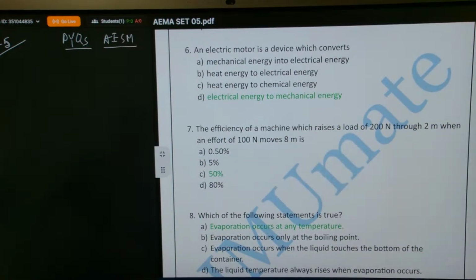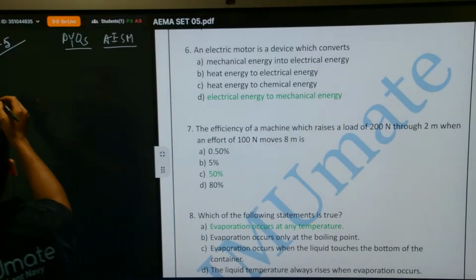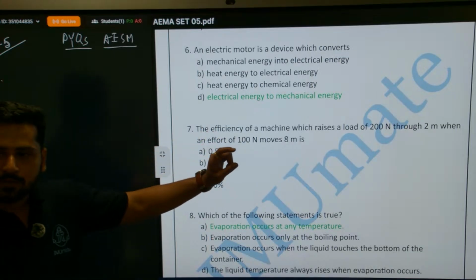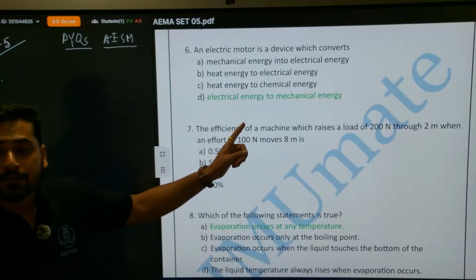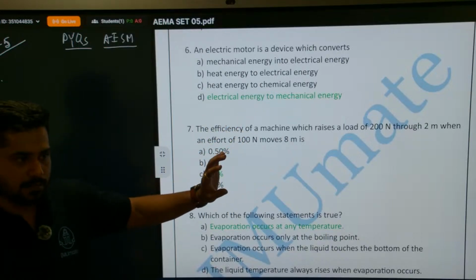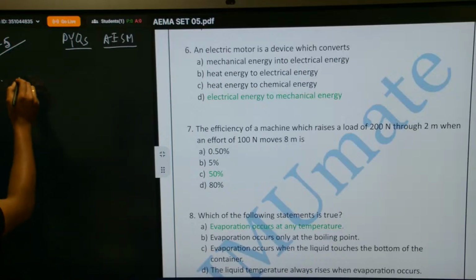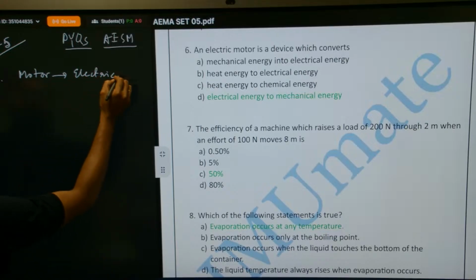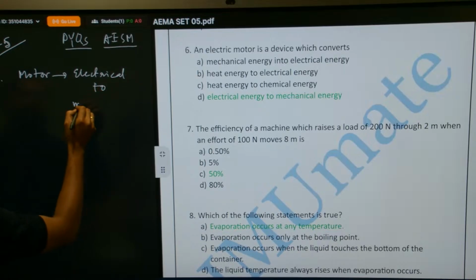Now question number 6. An electric motor is a device which converts... It is very easy. Electrical energy into mechanical. Let me also get into the opposite part of it. While solving a question, you must know that a similar question can also come. For example, motor means electrical to mechanical energy conversion.